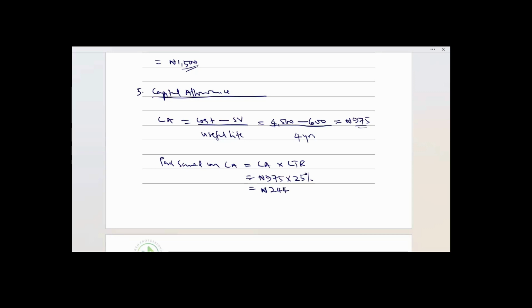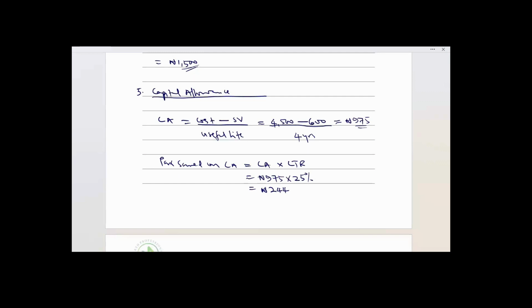244, or rather 243.75. So if you multiply 244 by 4 years, you are going to have 976. But you can't claim more than the normal capital allowance, so you are supposed to claim 975. If you multiply 244 by 4, it will give you 976. Therefore, the final capital tax saved on capital allowance will reduce it by 1.